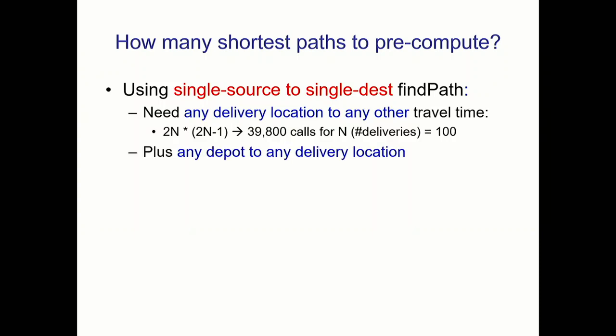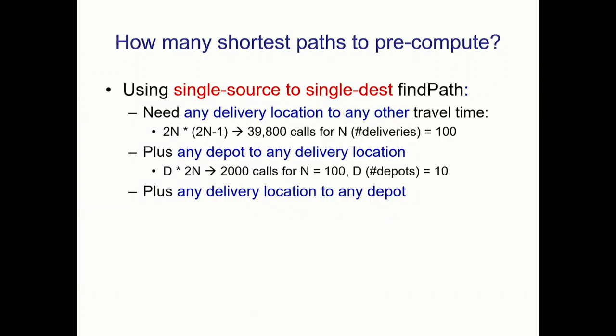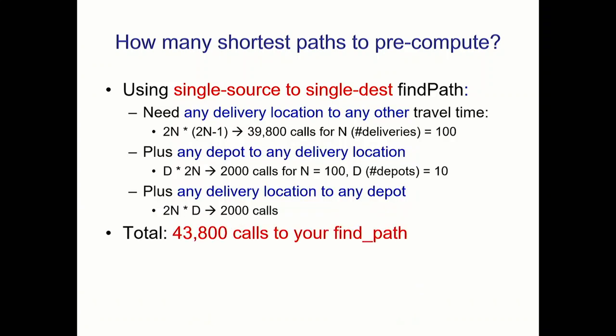We have n intersections. Plus any depot to any delivery location, so that's around another 2,000 calls, because if n is equal to 100 and d equal to 10, that's another 2n calls. Okay, plus any delivery location to any depot, that's another 2,000 calls. So we can see that in total we have 43,800 calls to find your path. And if we do the math on 0.1 second per call, that's going to be 4,000 seconds. That's too slow. So it's actually too slow to build that matrix if we're going to do this just by using milestone 3 itself, right?